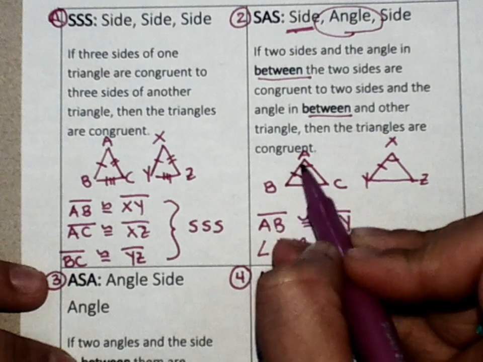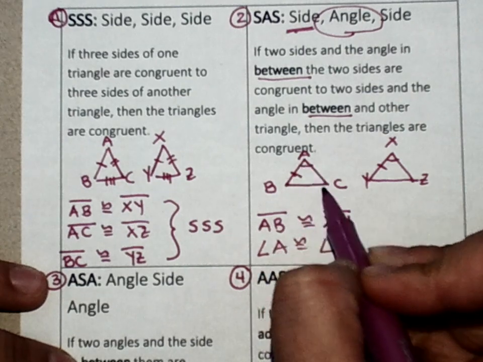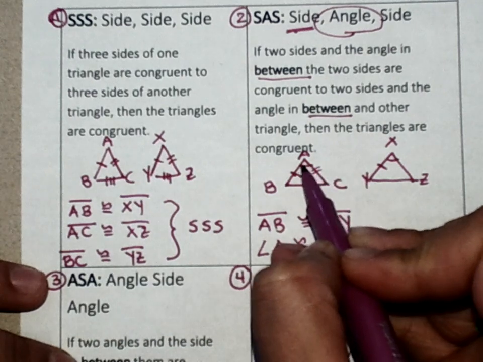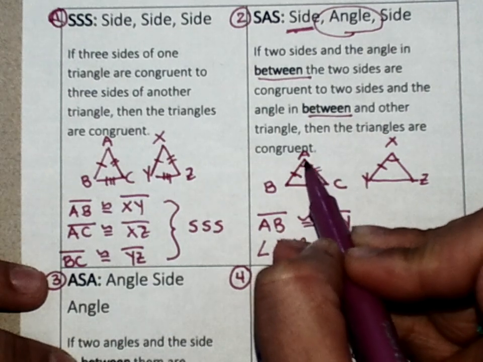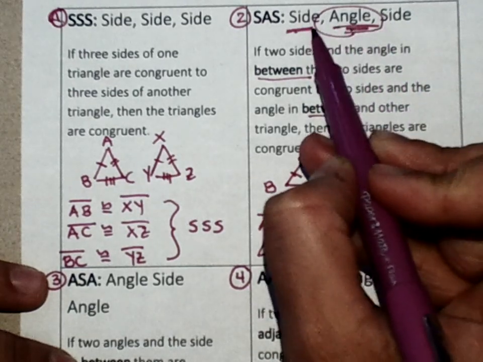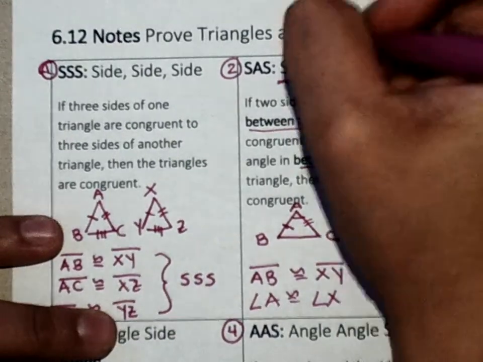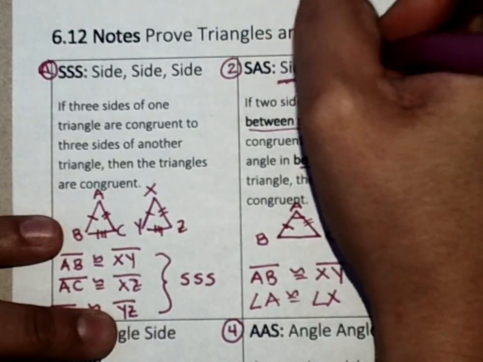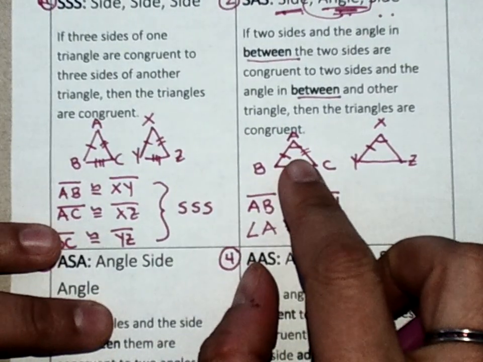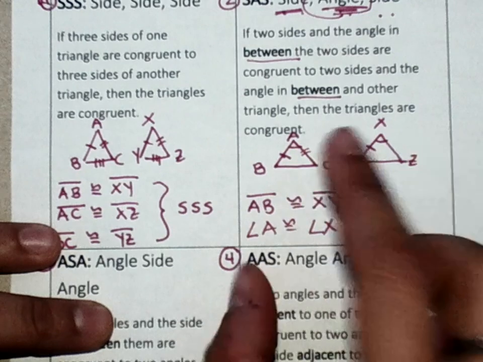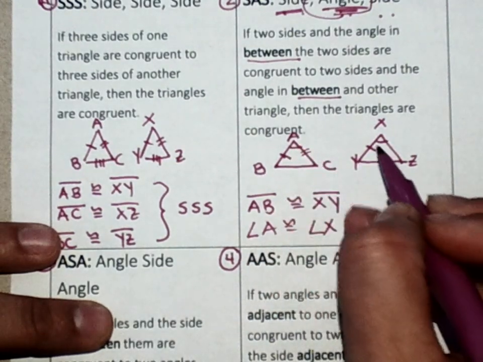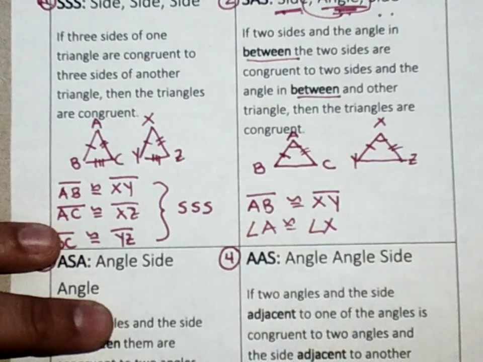So BA is one side. That means AC has to be the other side because it'll sandwich the angle A between the two sides. And in the theorem, the word angle is in the middle, or in between side 1 and side 2. So you need to make sure on your diagram the same thing is happening. That's the hardest part. So if we're saying that AC is the second side, then therefore it has to be congruent to XZ.